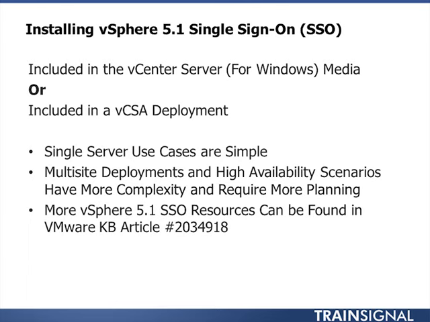But if you want to configure a multi-site deployment or a highly available configuration, these are going to have more complexity and will require more planning, and you'll need to read a lot more. The first resource that I recommend is the vSphere 5.1 Single Sign-On Resources Frequently Asked Question, which is found in VMware Knowledge Base article 2034918. So at this point, I'd like to go two different places and show you single sign-on in action. The first one is the vCenter Server Appliance, and then from there, I'll show you where you would go about installing single sign-on along with vCenter Server for Windows. If you're interested in upgrading, again, check out my lesson on upgrading VMware vSphere.